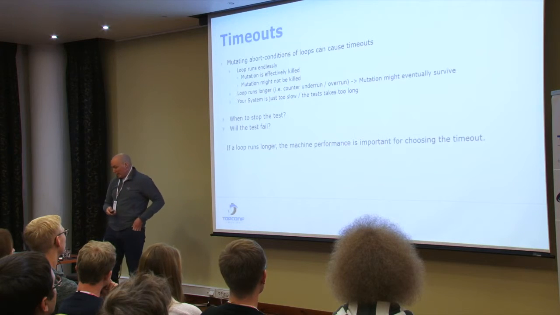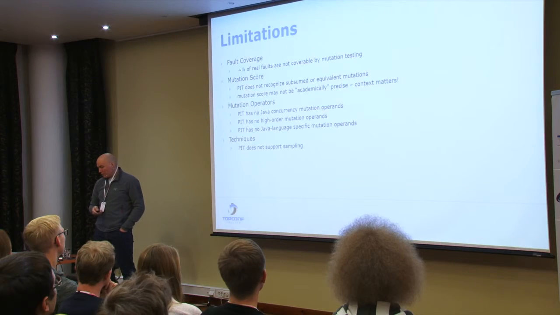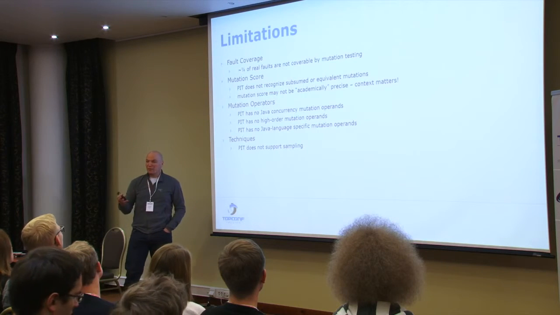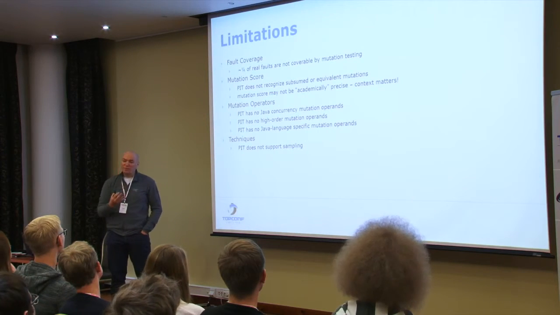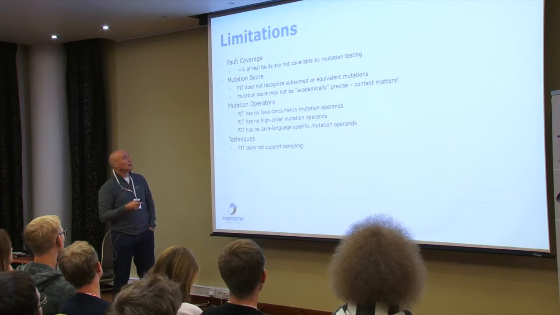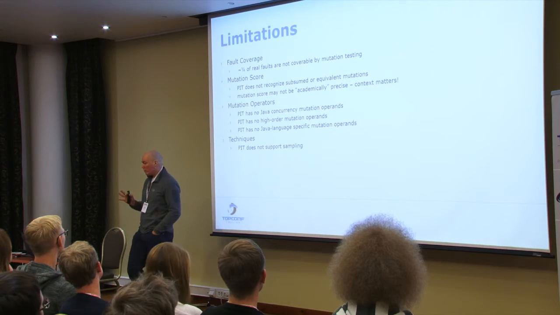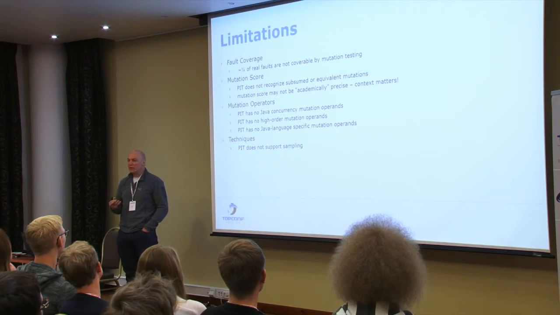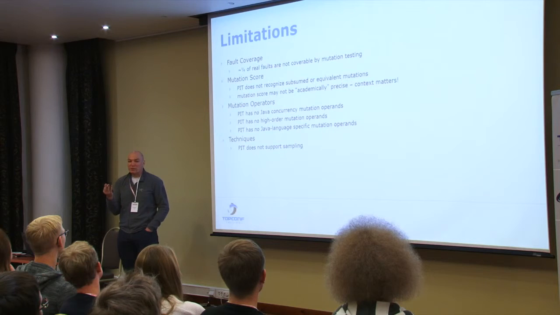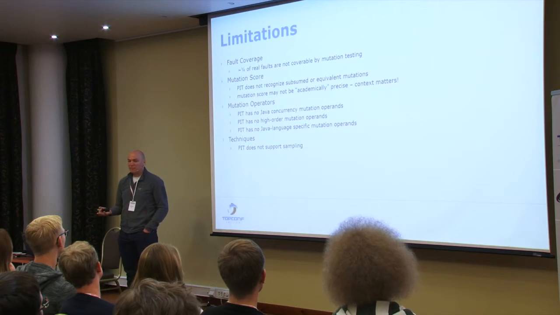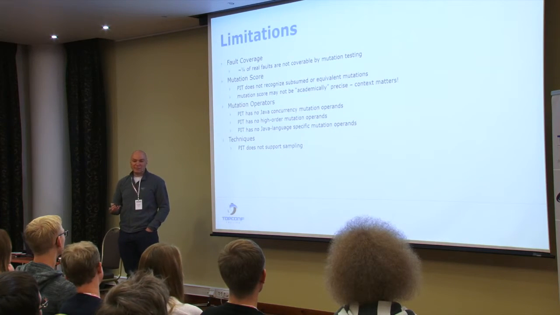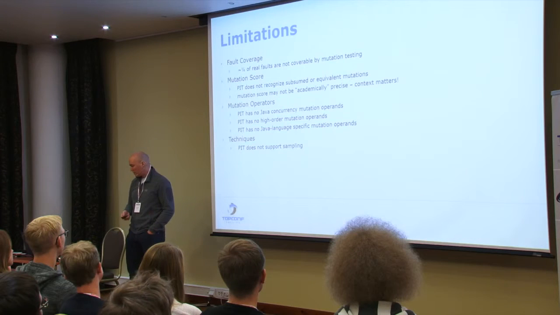So, I talked about the timeouts. What are the limitations? Research found in a study on whether mutation testing resembles real faults that around a quarter of all faults are not coverable by mutation testing. This is a fundamental limitation because you cannot, for instance, check whether you chose the right algorithm. If you pick a wrong algorithm, you cannot check this with mutation testing. You have to use other testing techniques to find out those things.